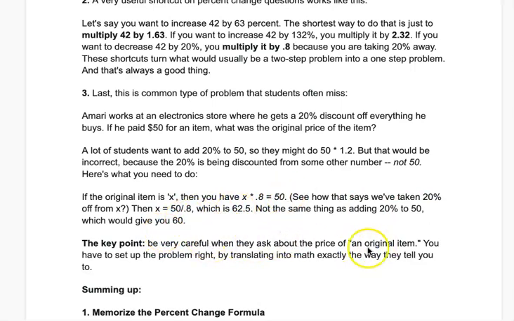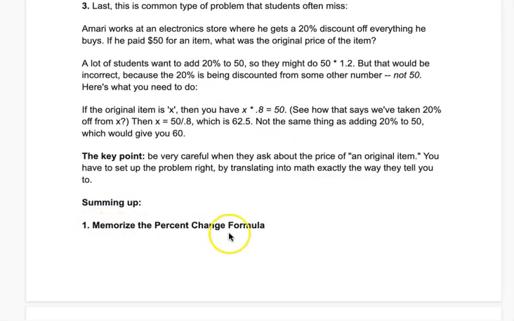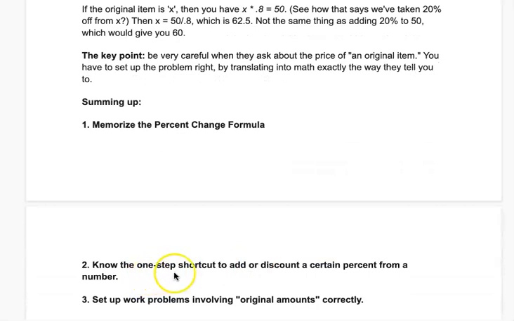Whenever you have an original item, set it up right, turn the original item into X, and then take the decrease or the increase or whatever it is and make it equal to the discounted rate or whatever it is. To sum up, you have to memorize the percent change formula: the difference divided by the original times 100 is the percent change. You have to know this one-step shortcut to add or discount a certain percent from a number. And third, you have to set up word problems involving original amounts correctly, label the original amount as X, and then take it from there.